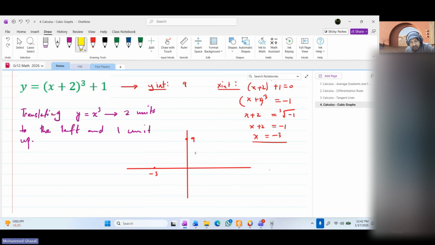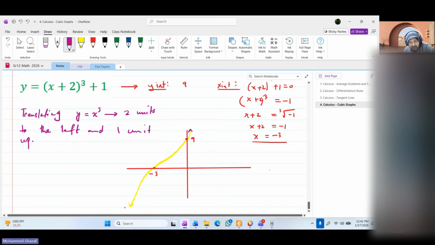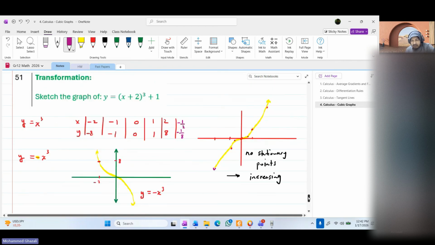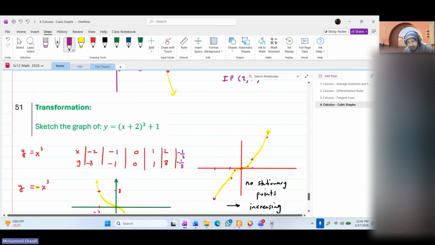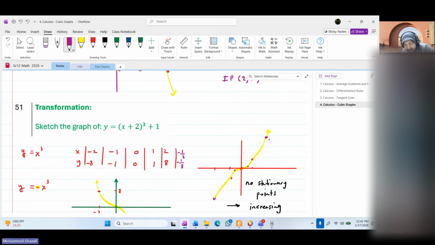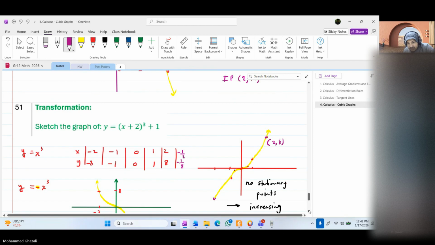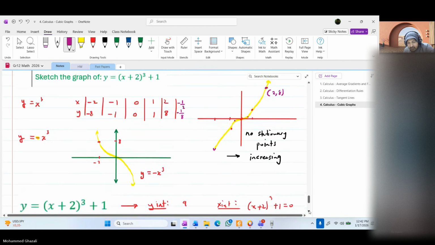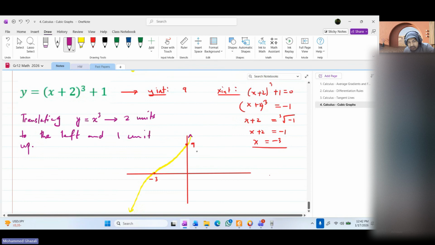Why is it going like that? Okay. And you can show one another point that lies on the graph like this. Remember this point over here on the main function, it was 2 and 8. Well, 2 and 8 is already shown here. 2 and 8 becomes that. Show another point.